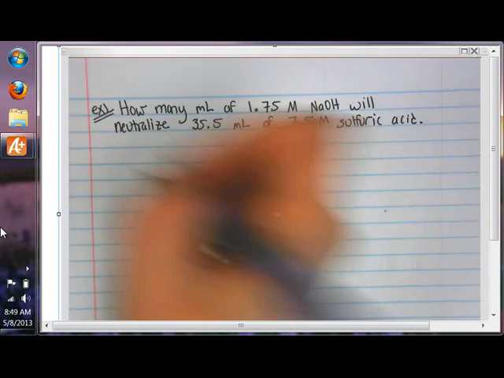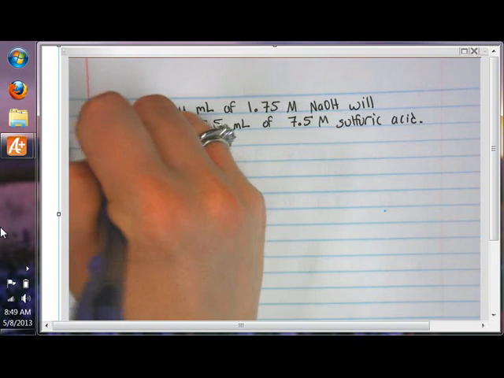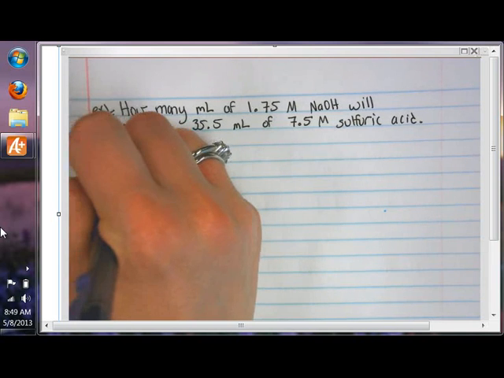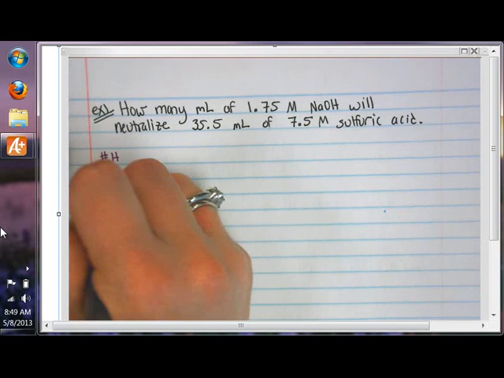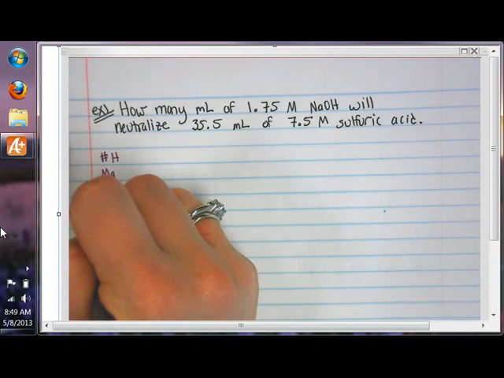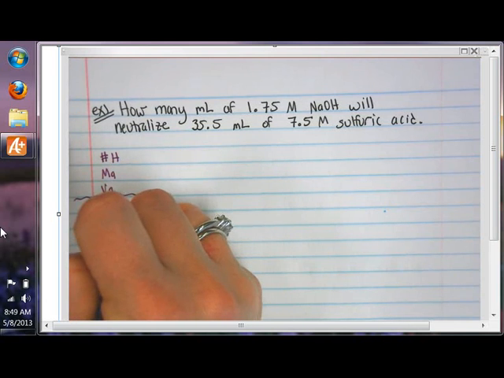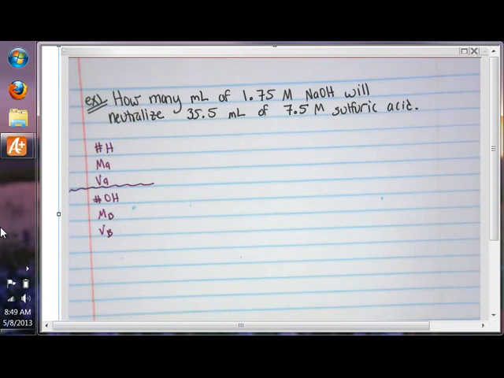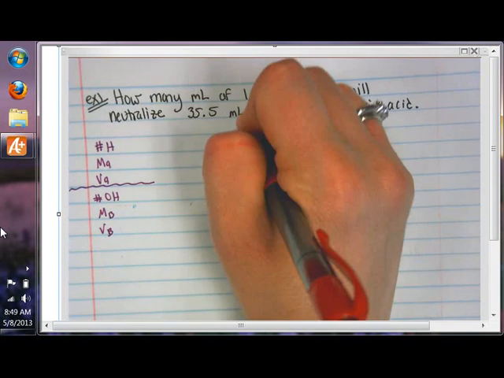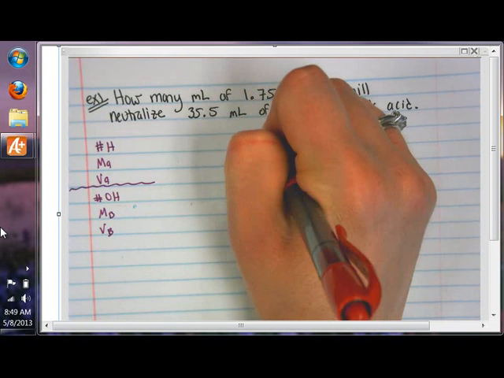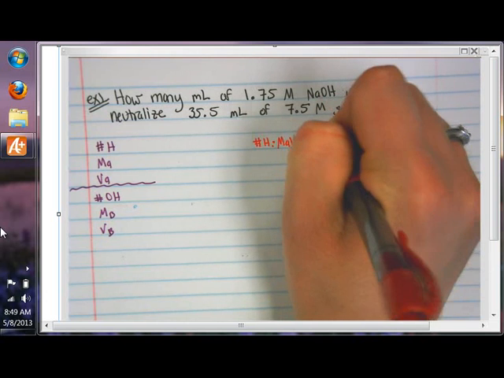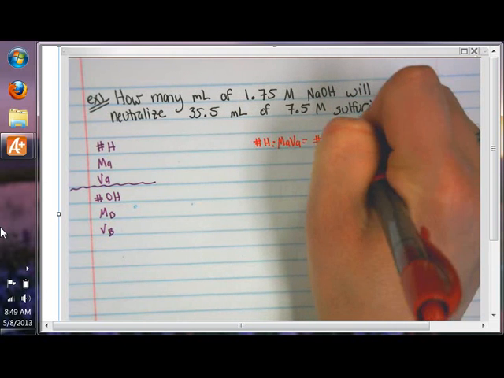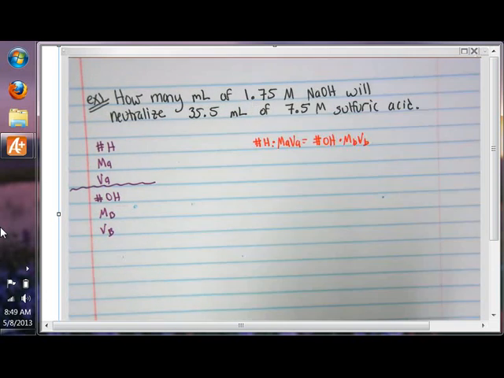I need number of H's, MAVA. Okay, separate that, and I need number of OH's, and I need my MB and my VB. So I've got my formula. It is number of H's times MAVA equals number of OHs times MB VB. So let's go ahead and figure this out.